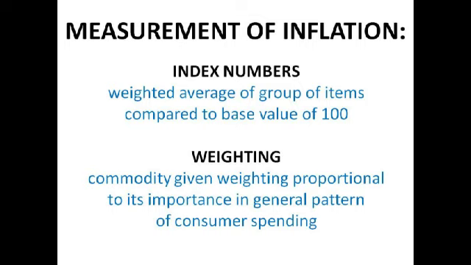Weighting is where commodities are given a weighting proportional to its importance in the general pattern of consumer spending. So for example, whilst a plant pot might have gone up in price by 50%, it's not bought that much, whilst pens may have only gone up by 10%, but everyone buys pens. I keep mentioning pens because I've got loads of pens on my table right in front of me. So pens will be given a much higher weighting even than plant pots.